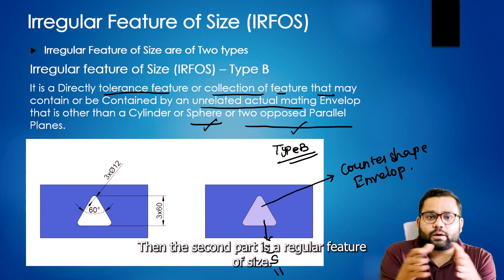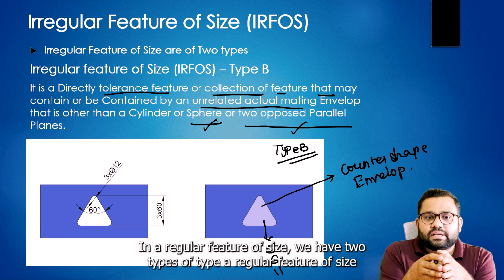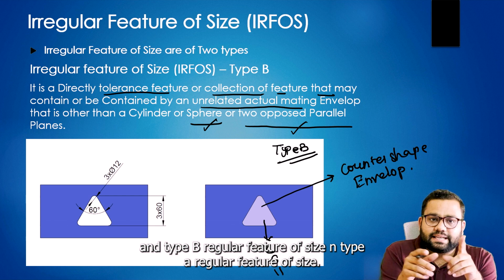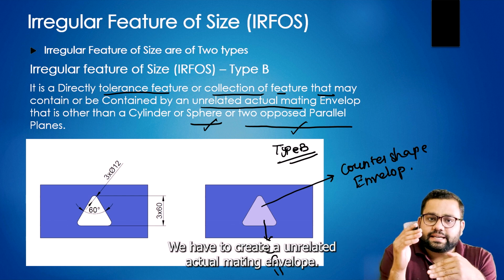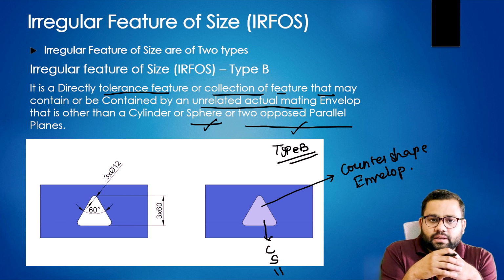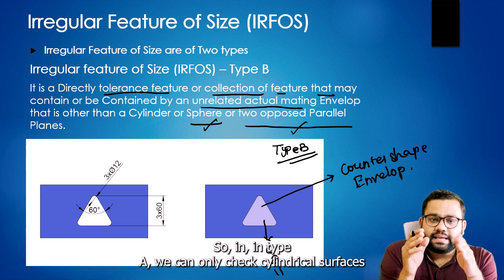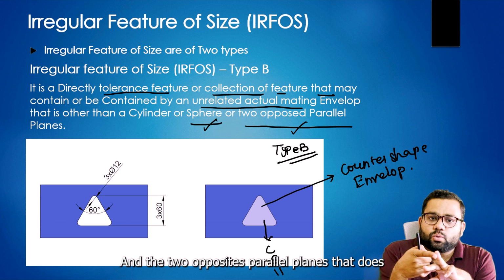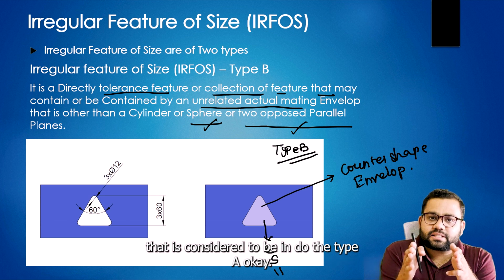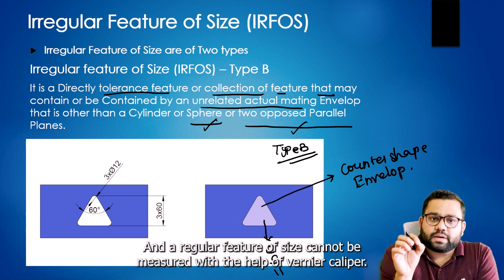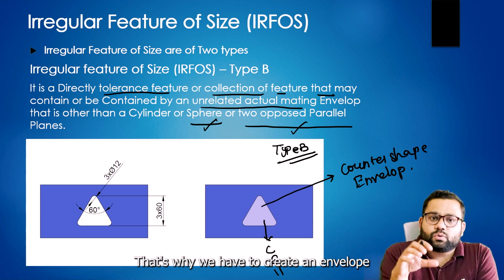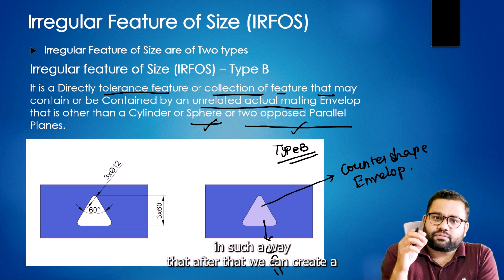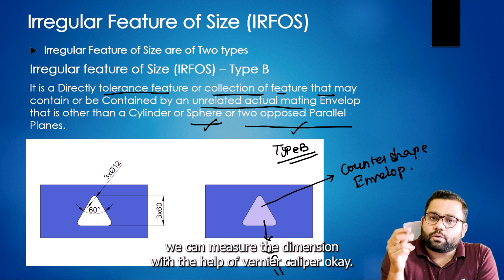Then the second part is irregular feature of size. In irregular feature of size, we have two types: type A and type B. In type A, we have to create an unrelated actual mating envelope. In type A, we can only check cylindrical surfaces, spherical surfaces, and two opposed parallel planes. An irregular feature of size cannot be measured with the help of vernier caliper. That's why we create an envelope in such a way that we can then measure the dimension with the help of vernier caliper.